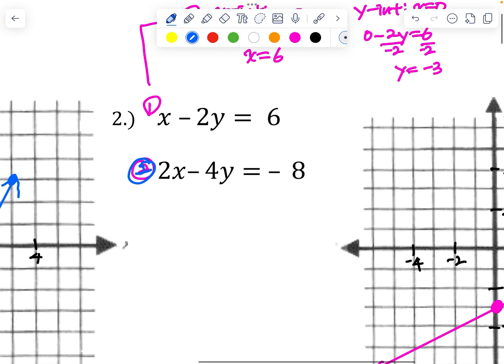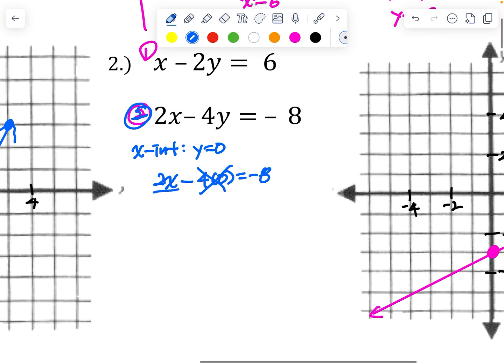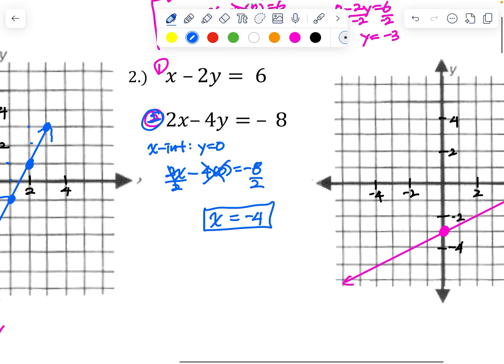Find the x- and y-intercepts. For the x-intercept, I make my y be 0, so it's 2x minus 4 times 0 equals negative 8. So that's a 0. Now I divide both sides by 2 to eliminate the times 2. So x comes out to negative 4. That's my x-intercept.